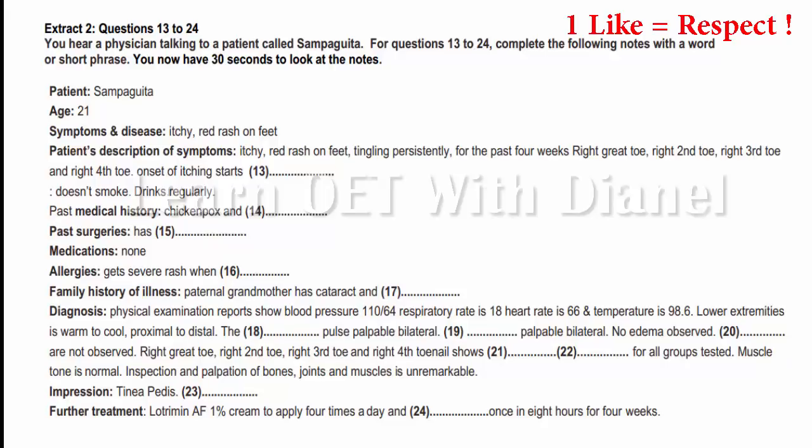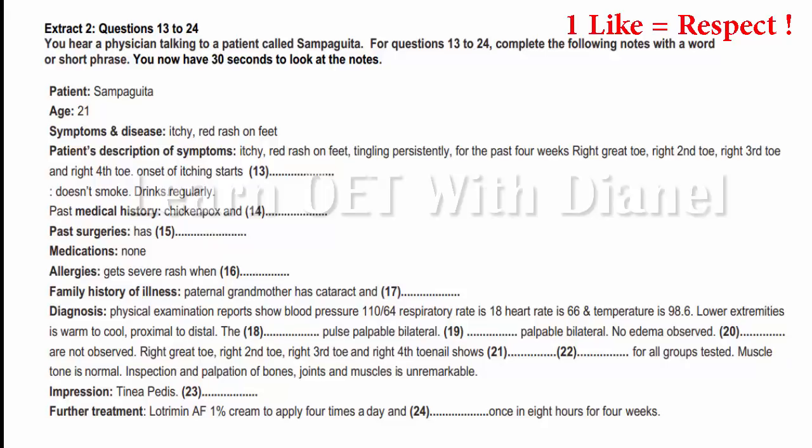Well, your physical examination reports show blood pressure 110 over 64, respiratory rate is 18, heart rate is 66, and temperature is 98.6. Lower extremities are warm to cool, proximal to distal. The dorsalis pedis artery pulse is palpable bilaterally. Posterior tibial artery pulse is palpable bilaterally. No edema observed. Varicosities are not observed. Right great toe, right second toe, right third toe, and right fourth toenail show erythema and scaling.